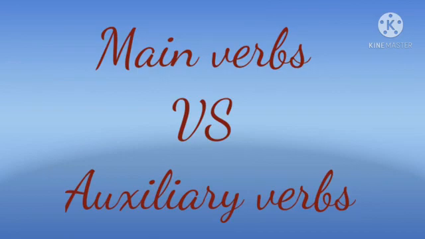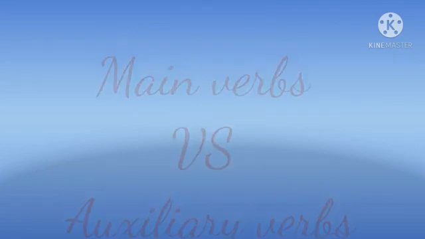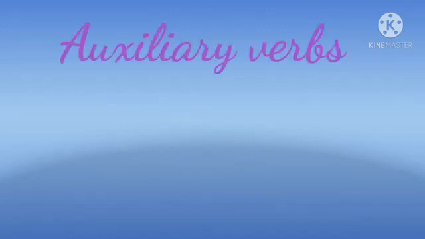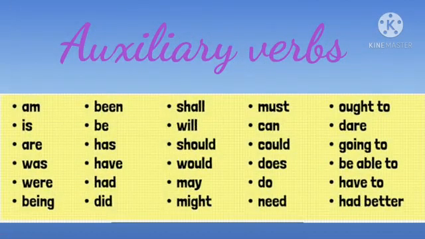Now let us have some examples of main verbs and auxiliary verbs. Main verbs can be come, go, sit, stand, eat, and so on. Any sort of actions. Whereas here is a list of the auxiliary verbs. Am, is, are, was, were, being, been, be, has, have, had, did, shall, will, would, should, may, might, must, can, could, does, do, need, ought to, dare, going to, be able to, have to, had better.